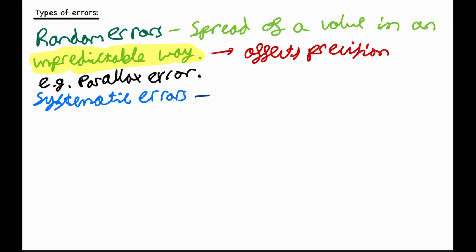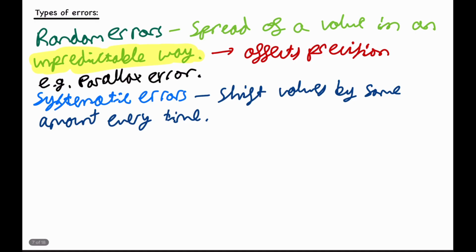Systematic errors shift your values by the same amount all the time, affecting your accuracy. This can be caused by environment, your apparatus, or your method. And this can be done through multiplication, adding, or subtracting. So your values could be a multiple more than they should be, an addition more than they should be, or be less by a certain value than they should be. And this affects the accuracy.